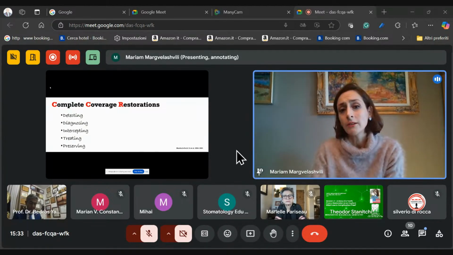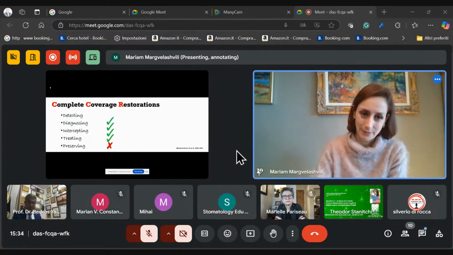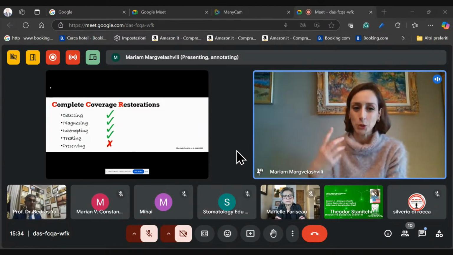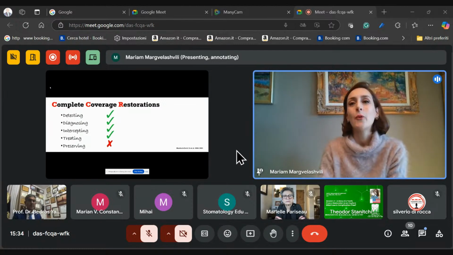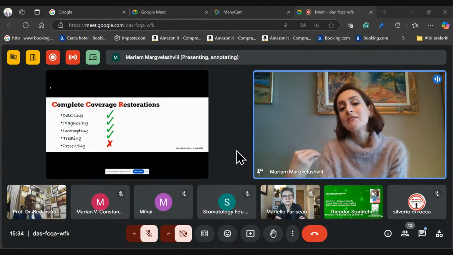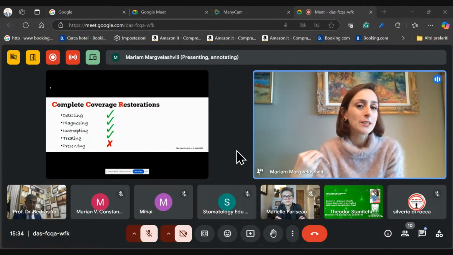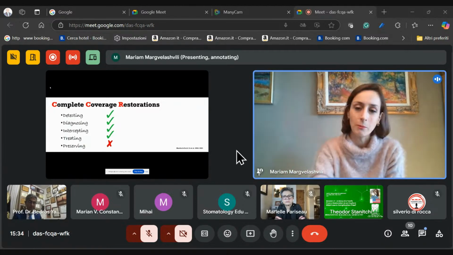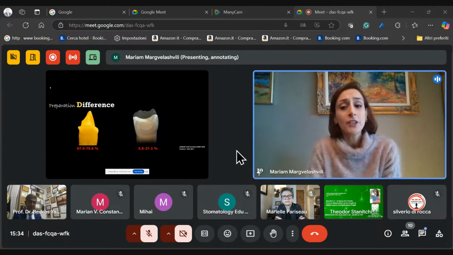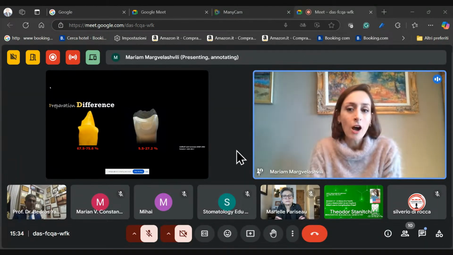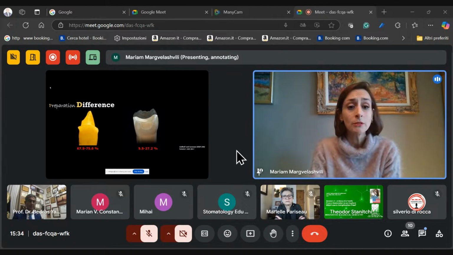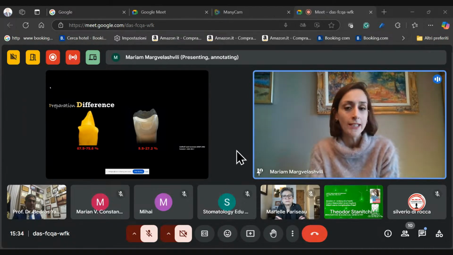And if you look at full coverage crown restorations, they do meet all the criteria: detection, diagnosis of the disease, interception to stop it, treatment. However, we know that it's a more invasive preparation. It doesn't really preserve what's healthy because of the less conservative preparation mode. And it's been very well quantified by Dr. Edelhoff and Sorensen, where they looked at the amount of tooth structure that needs to be removed for crowns and partial coverage restorations like inlays and onlays.